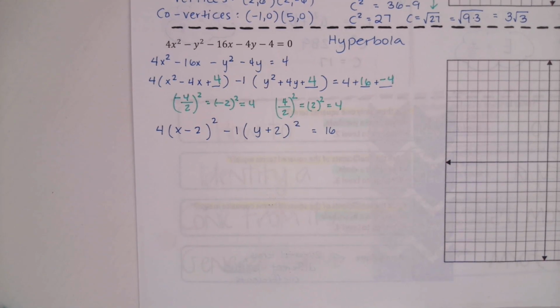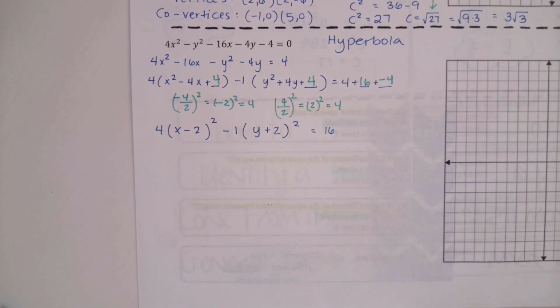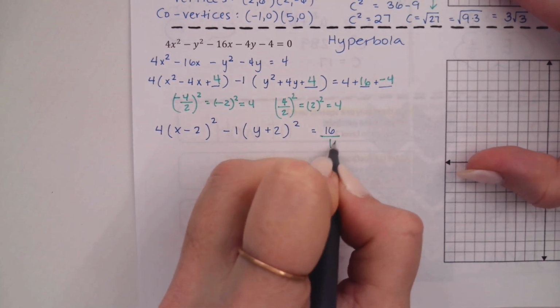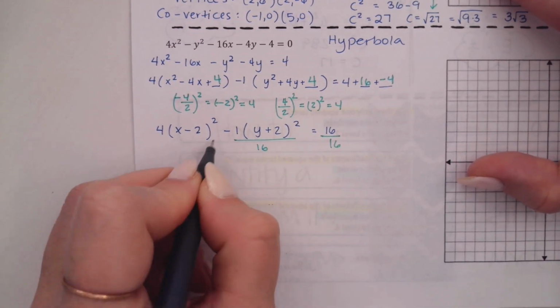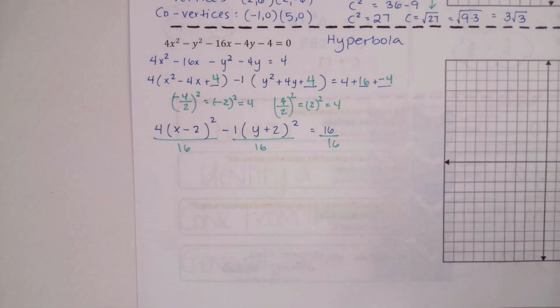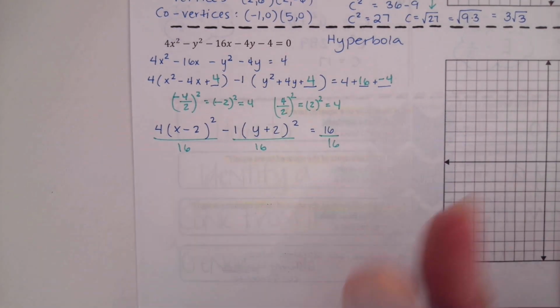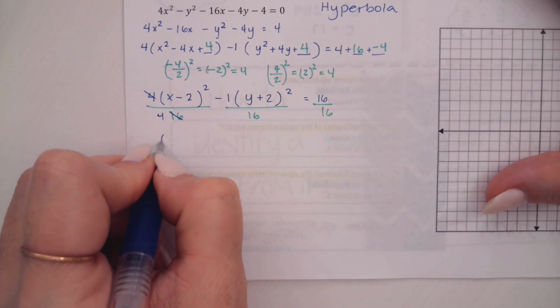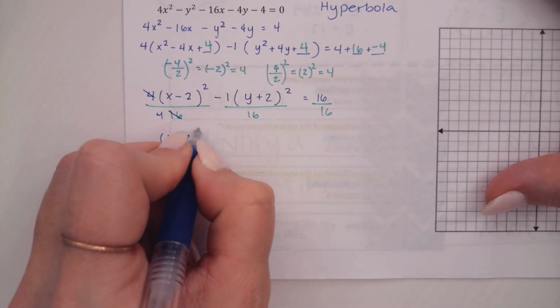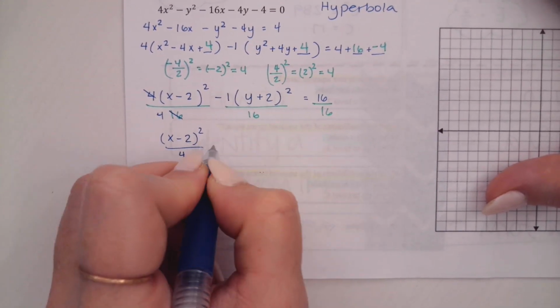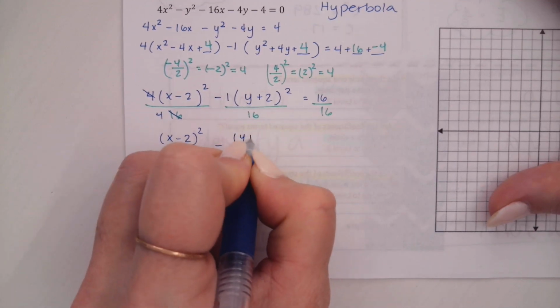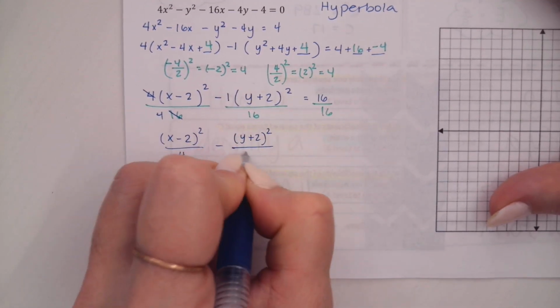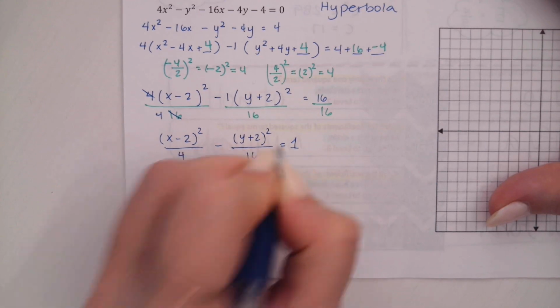And then one last step, what would that be? Divide by 16, yep, because we need a 1 on the right side. That first fraction is going to reduce, so 1 over 4. Very good. That'll give me x minus 2 squared over 4 minus y plus 2 squared over 16 equals 1.